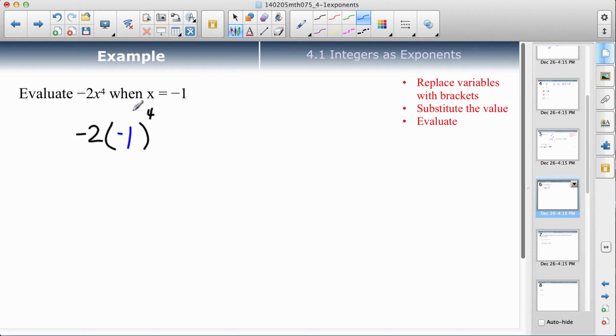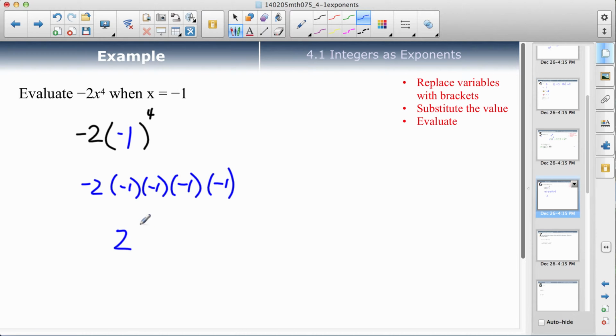Have to do your order of operations, so brackets, there's nothing I can do in there, but I do exponents first. Notice I don't multiply these, I do exponents first. So -1 to the 4th really means -1 times -1 times -1 times -1. And I have a -2 out front there. So 1 times 1 times 1 times 1 times 2 is just going to be 2.